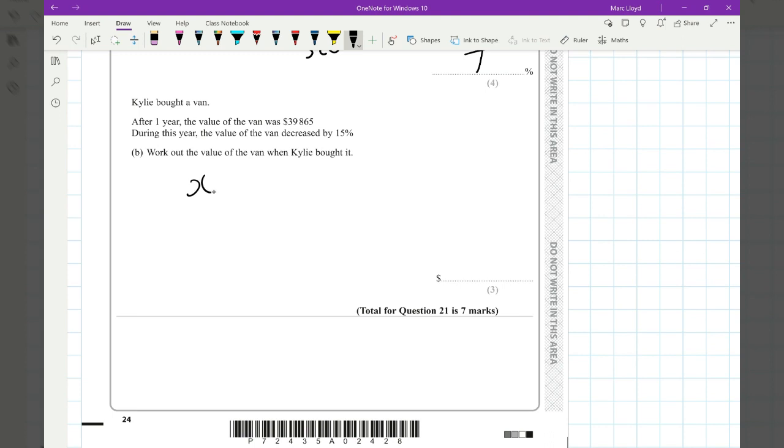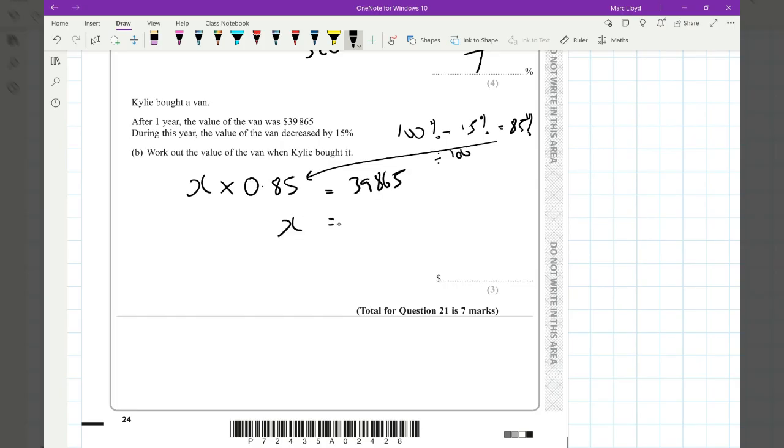So she bought it for a value x. It decreased by 15%. So 100% take away 15% equals 85%. And then we simply convert that into a decimal by dividing it by 100. And then it was worth 39865. So to get x on its own, we need 39865 divided by 0.85. 39865 divided by 0.85, and that gives us 46,900. Okay, that's the end of the video.